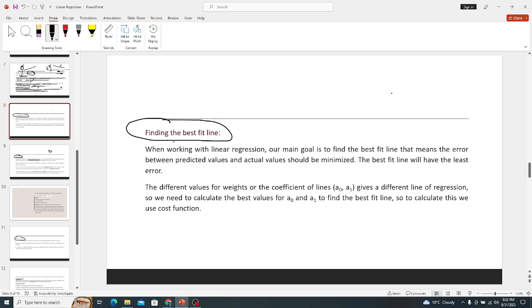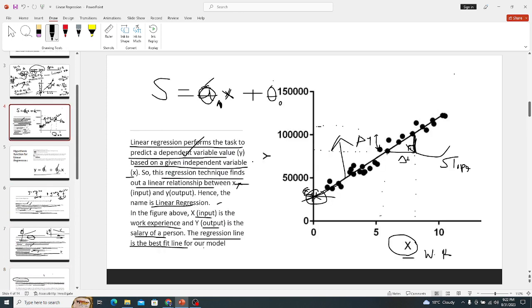All right, so when working with linear regression, our main goal is to find the best fit line. That means the error between the predicted values and the actual value should be minimized. That is the distance between these values and the line of regression should be minimized, because the smaller it is, the smaller the standard error is. And when the standard error is minimal, our model will perform well, or we have high accuracy in our model.